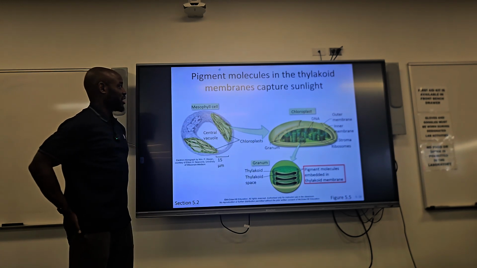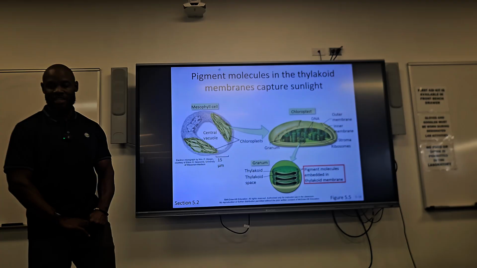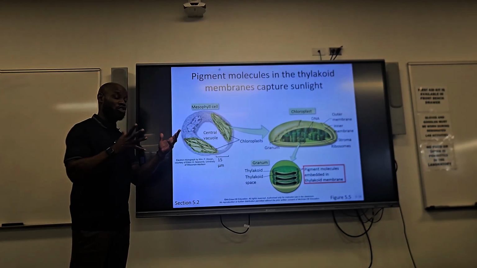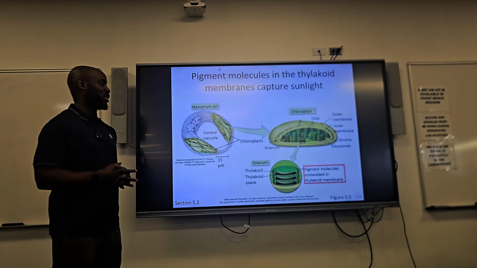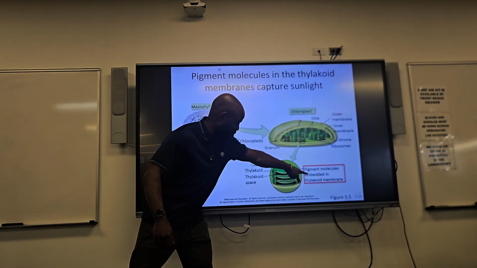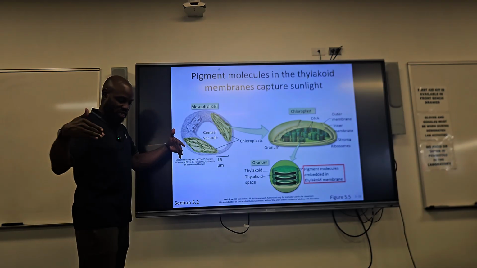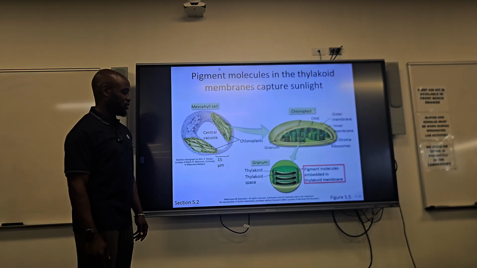Pigment molecules in the thylakoid membranes capture sunlight. All right, we want to capture that sunlight, basically capturing that energy from the sun, capturing those photons. So the pigment molecules embedded in the thylakoid membrane are going to capture sunlight. The energy from the sun is going to be captured there.